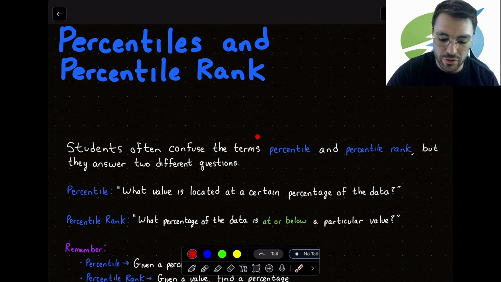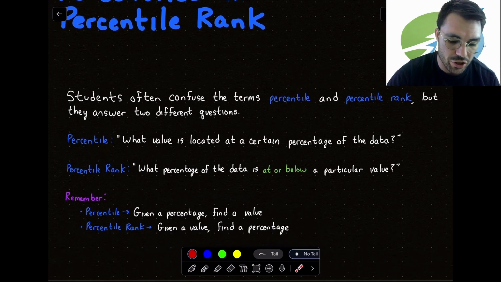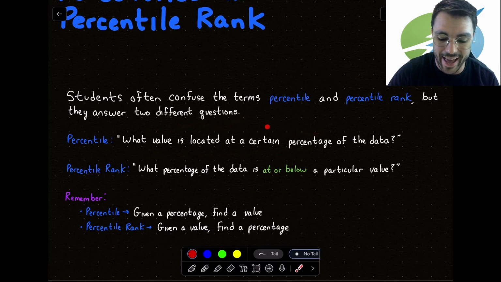Students often confuse the terms percentile and percentile rank, but they answer two different questions. Percentile answers the question, what value is located at a certain percentage of the data, while percentile rank answers the question, what percentage of the data is at or below a particular value. And I want to highlight this because the "at" part is important.